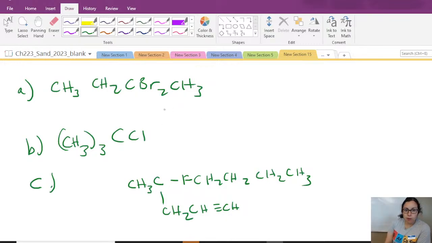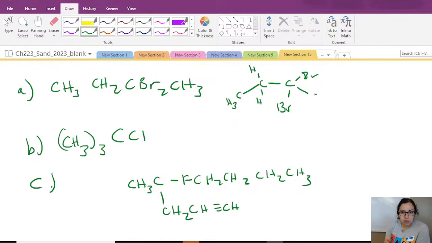Are we ready to try the first one at least? So now this one, I'm just going to start drawing in a different form. We have our CH3, CH2, C, and then Br2, so that must mean that they're both on that one carbon. And H2, just filling that in. So that's drawn a little bit better than what you were given.